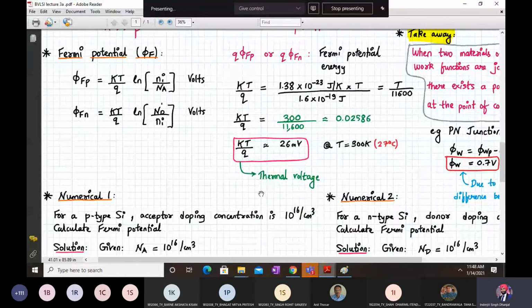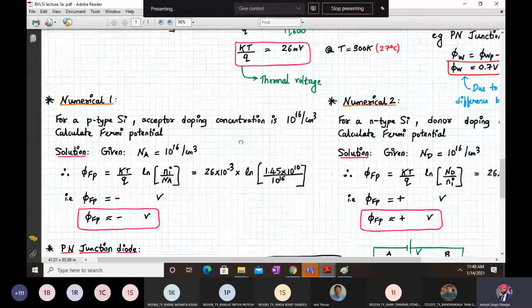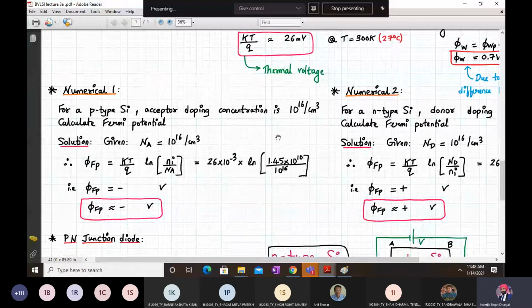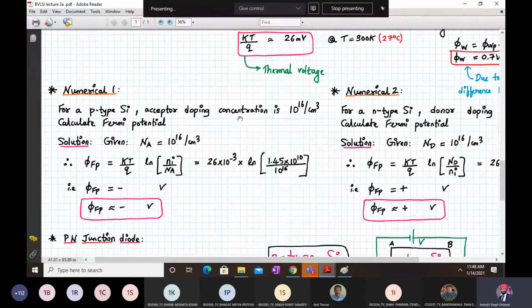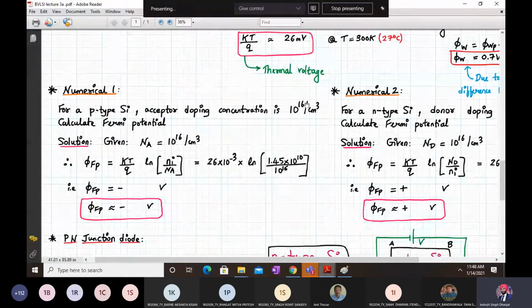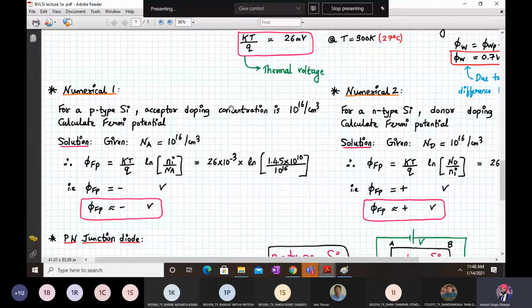So the first numerical for the day is coming up. Numerical number 1. Be ready with your calculators and a paper. For a p-type silicon, acceptor doping concentration is 10 raised to 16 per centimeter cube. Calculate the Fermi potential. So what are they giving? They are giving the value of Na, and you are supposed to find phi Fp.